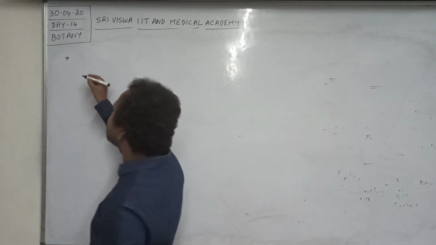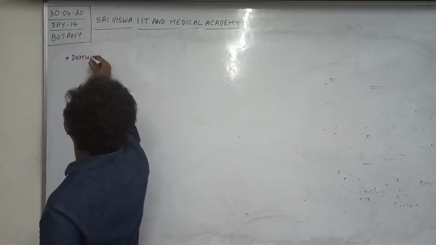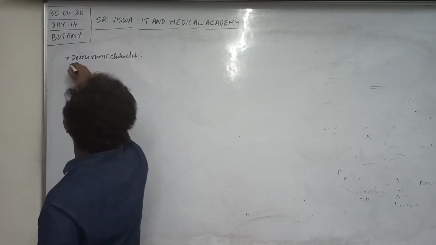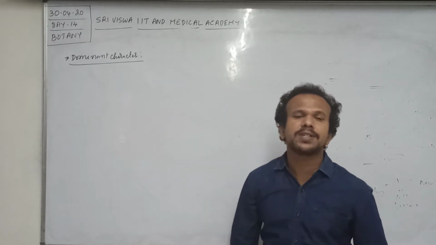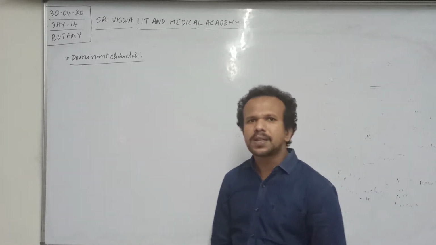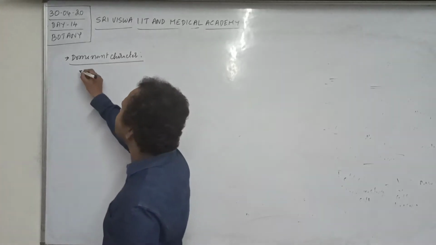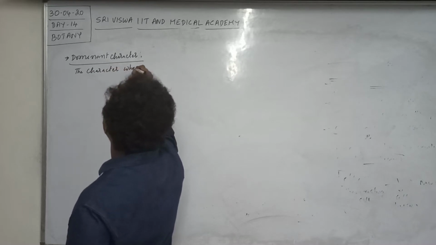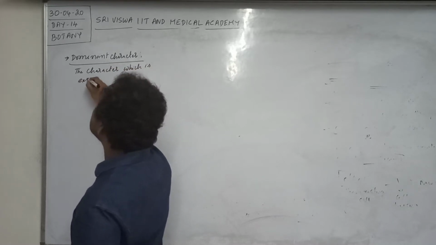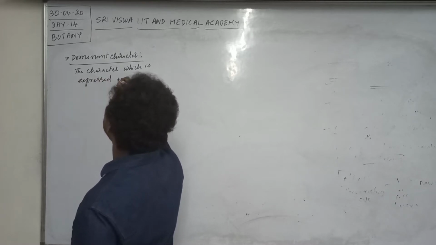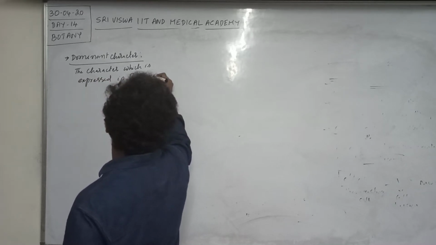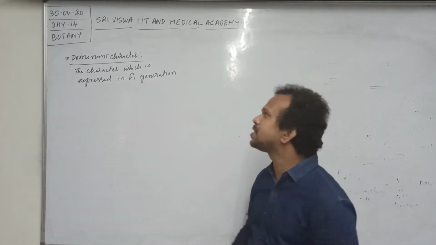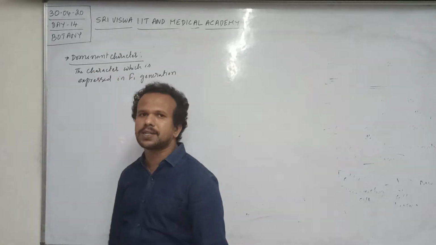Then coming to the very important ones, dominant character and recessive character. What is dominant character and what is recessive character? Generally, a dominant character is the character which is expressed in F1 generation. The character which is expressed in F1 generation is dominant.